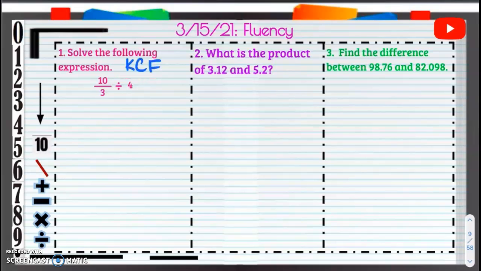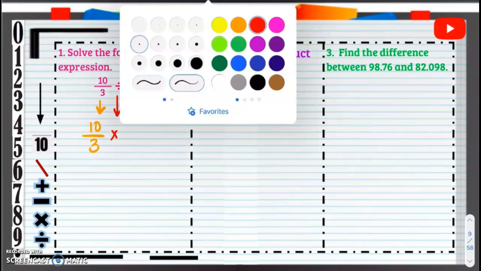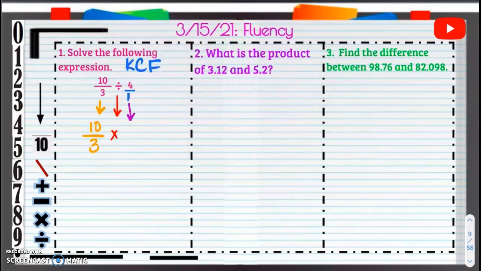All right, so remember, any whole number can be written as a whole number over 1. So we're going to keep the first fraction as 10 over 3. We're going to change our symbol. So we're going to change that division to multiplication. And we're going to flip the last fraction, so 1 over 4.